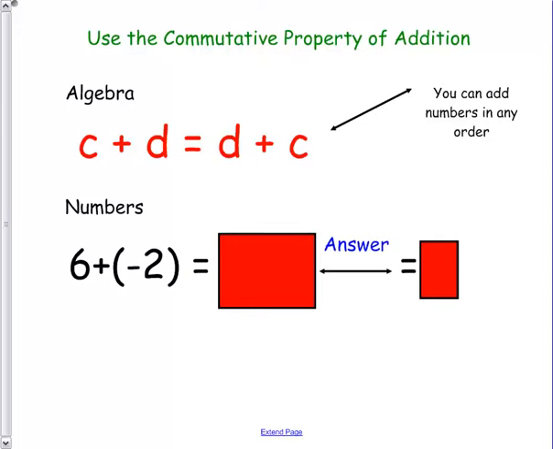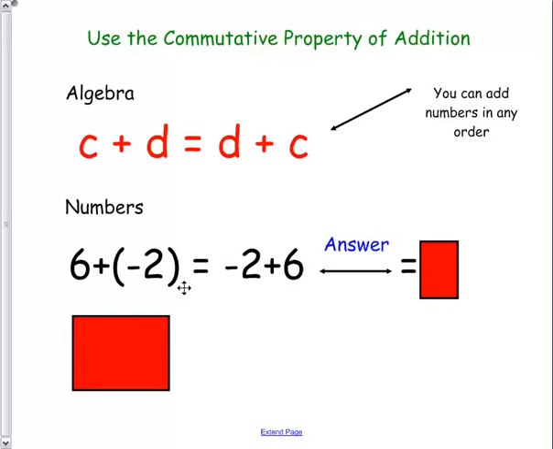What about the commutative property? Basically what that says is you can add numbers in any order when they're addition. So C plus D could also be like D plus C. So for example, we could flip-flop the negative 2 with the 6, and you're still going to get 4 no matter what you do.